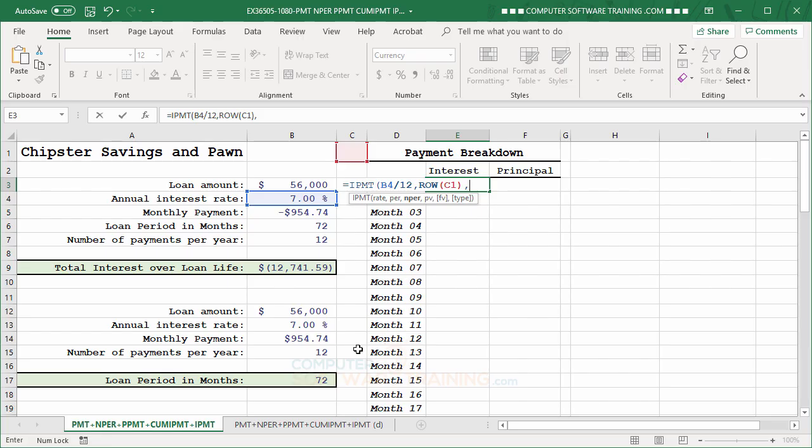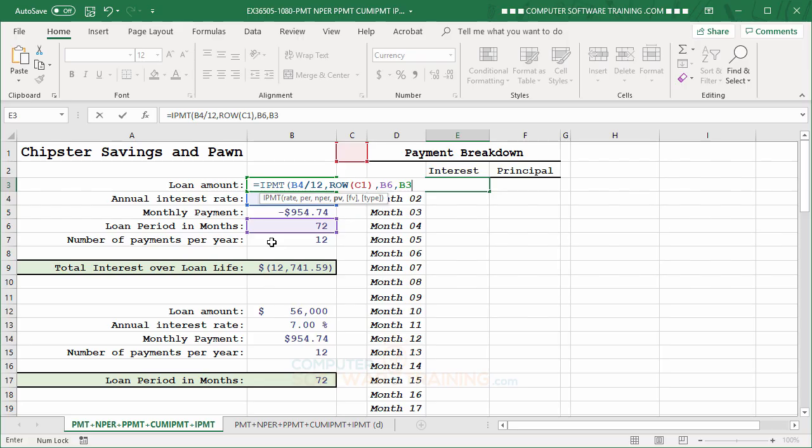And then it needs to know the loan period in months, and that's what we have here. So we'll click onto that and put a comma there. And then it also wants to know the loan amount. So I can't click onto that, so I'm just going to type in, in this case, B3.